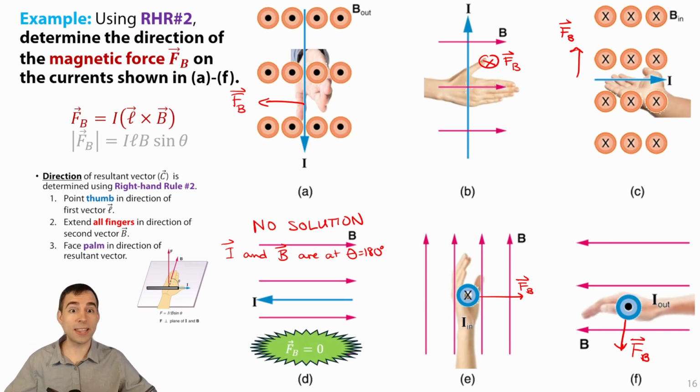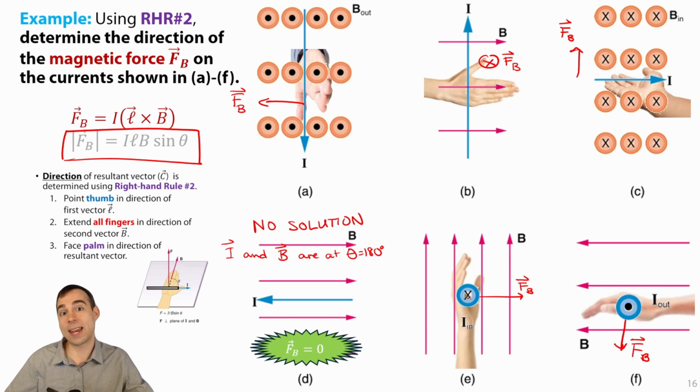So here, when we take a look at these solutions, did you get them all correct? Part B would have a magnetic force that points into the page, the negative Z-axis. Part C would have a magnetic force that points upward in the positive Y direction by our right-hand rule. Example D does not actually yield any value for the magnetic force. If the current is 180 degrees with respect to the magnetic field, then the magnetic force would equal 0 in our calculation of its magnitude. So there's no magnetic force in this case.